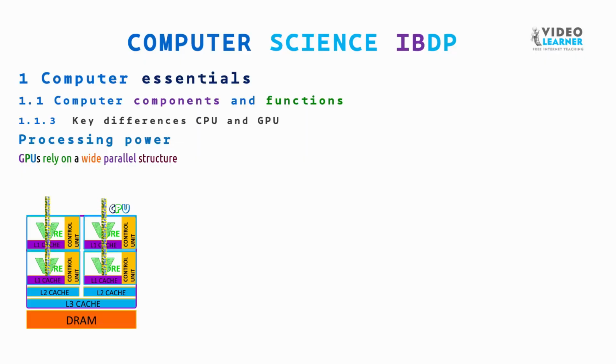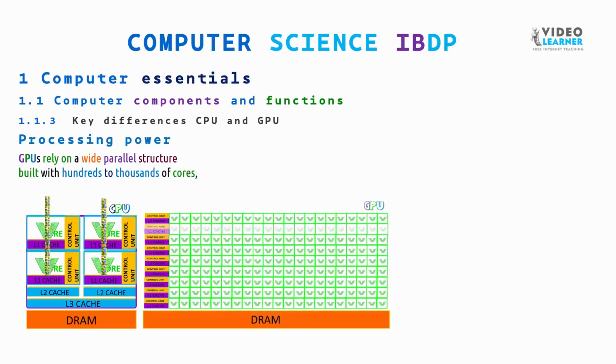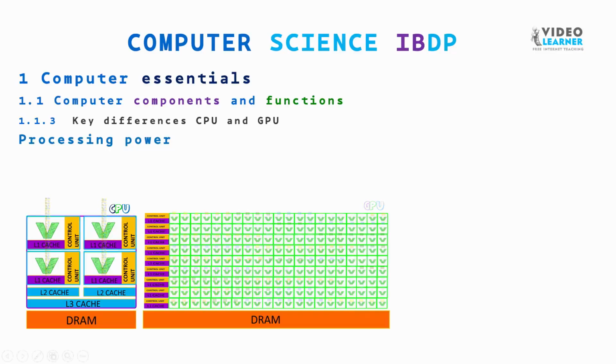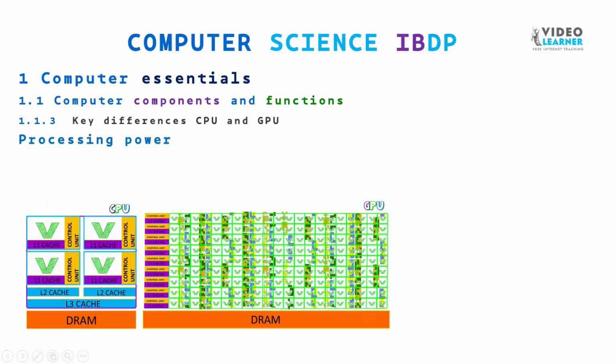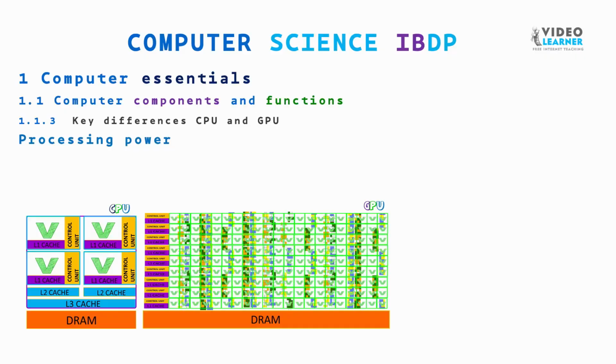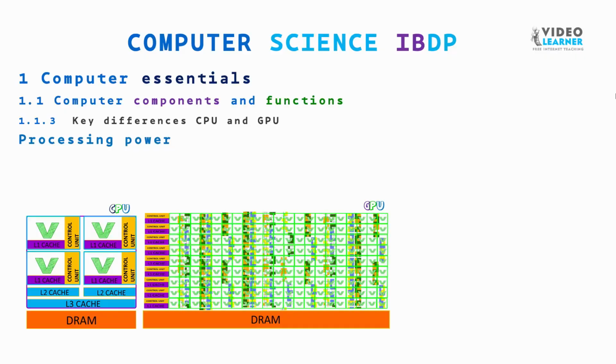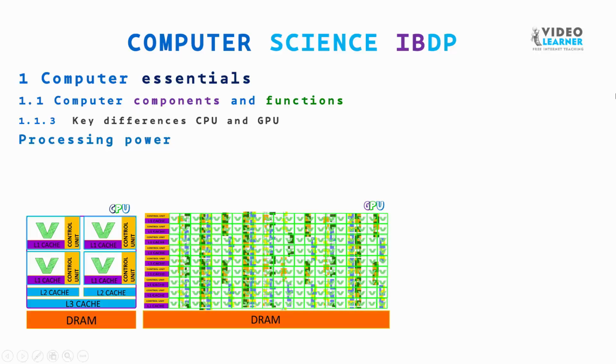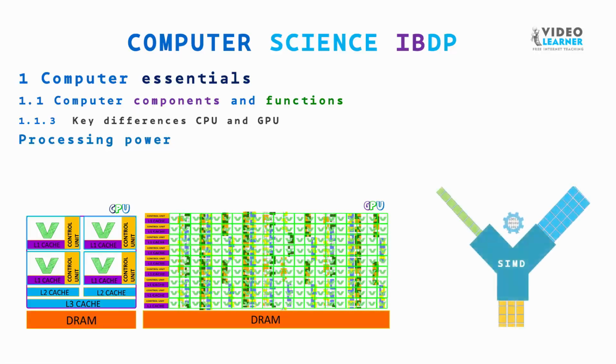Now, GPUs rely on a wide parallel structure built with hundreds to thousands of cores, which lets them tackle large parallel workloads efficiently. You have already seen from previous videos that we have multithreading in GPUs as well. Multithreading in GPUs involves massive parallel execution of thousands of lightweight threads, grouped into blocks executing the same instruction on different data across many cores. Now, just remember that executing the same instruction on different data is SIMD.